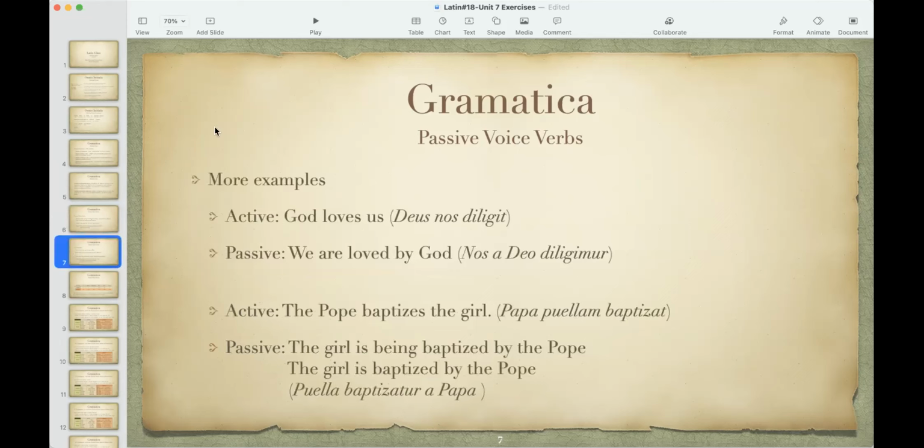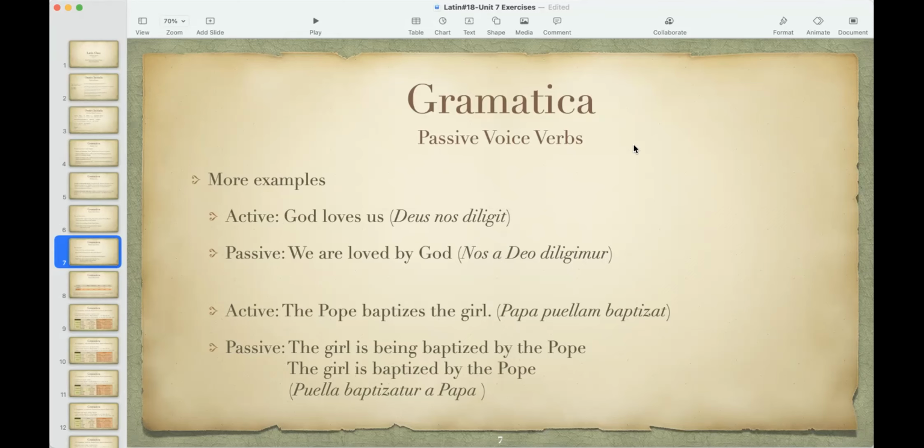So more examples. God loves us. Deus nos diligit. Passive voice. We are loved by God. Nos a Deo diligimur. Now notice we got to use the a Deo, by God. We can't just put Deo in there all by himself. We got to put the a in there. So that's an ablative. But when reading that, it's pretty easy to see. I'm just pointing it out.